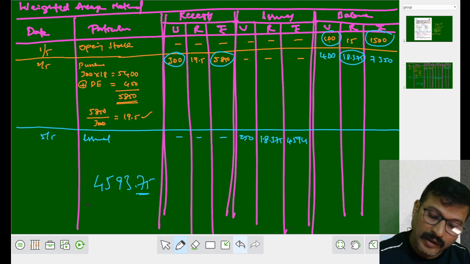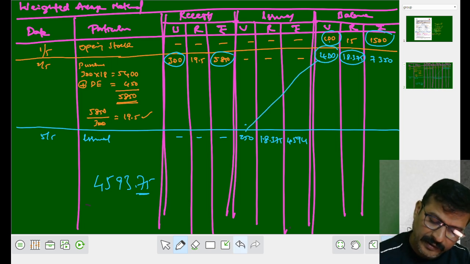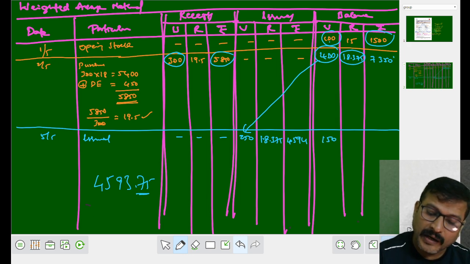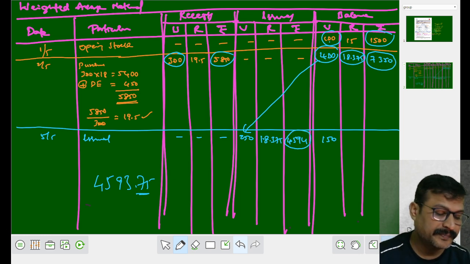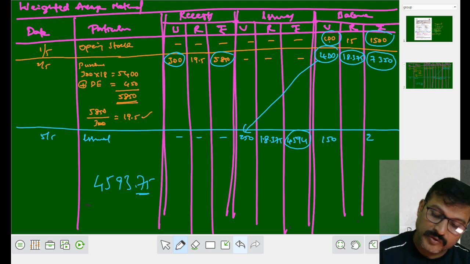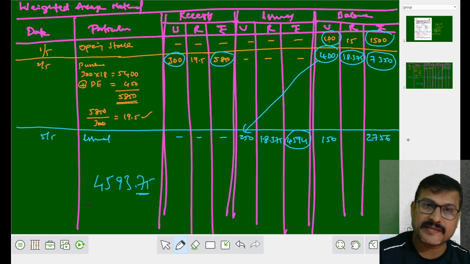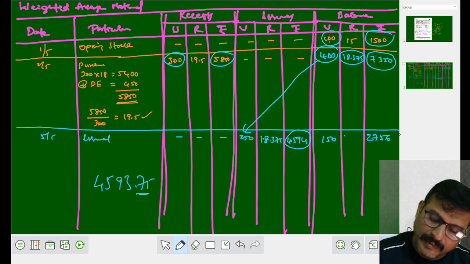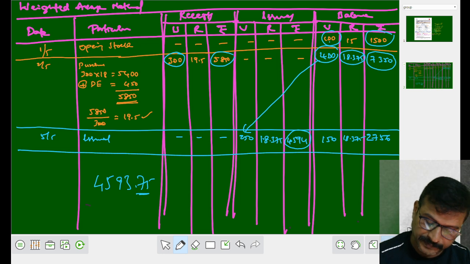Now, out of 400, how many units are given? 250 units are given. Left out is what? 150. Out of 7350, subtract 4594. When you subtract, it comes to an amount of rupees 2756. Divide, it's the same amount, 18.375. Now you close it off. Did you understand, my dear children?